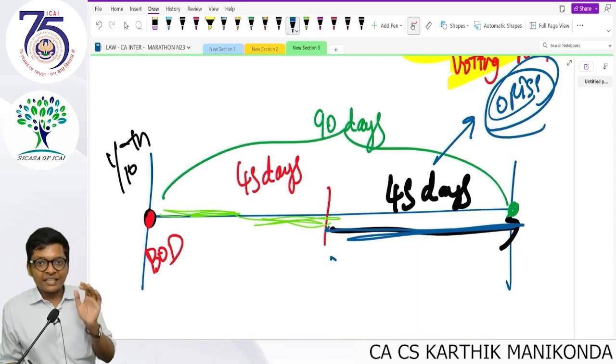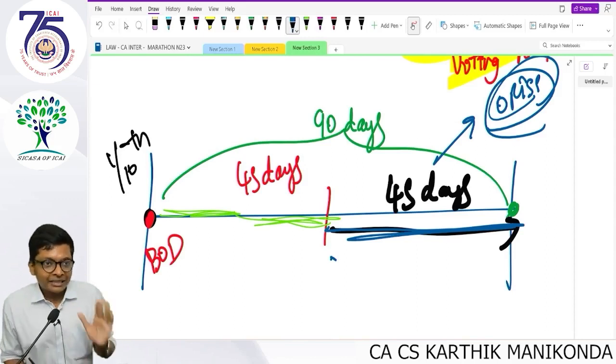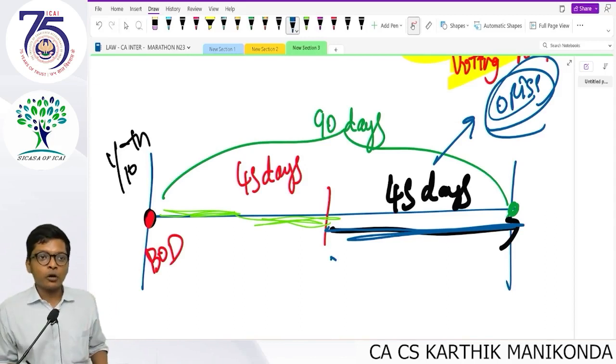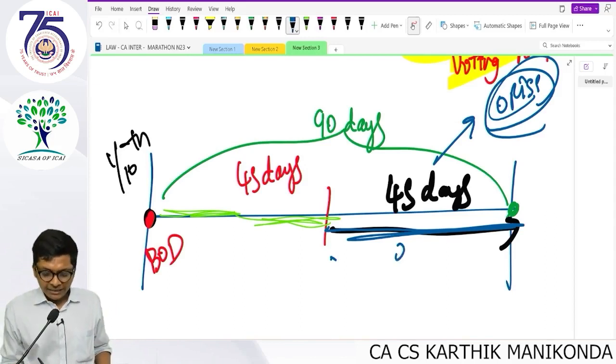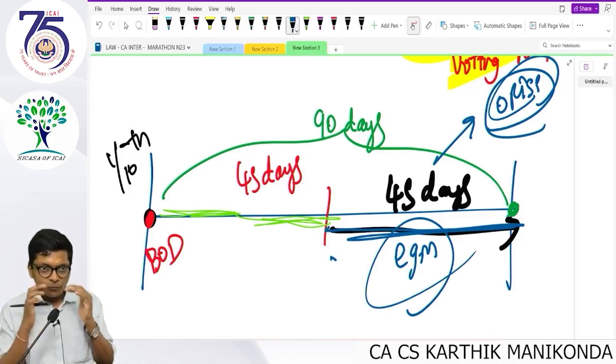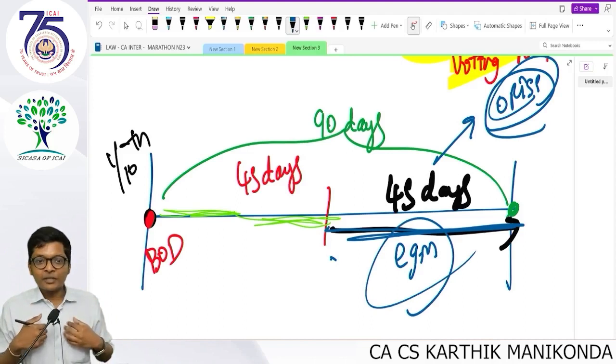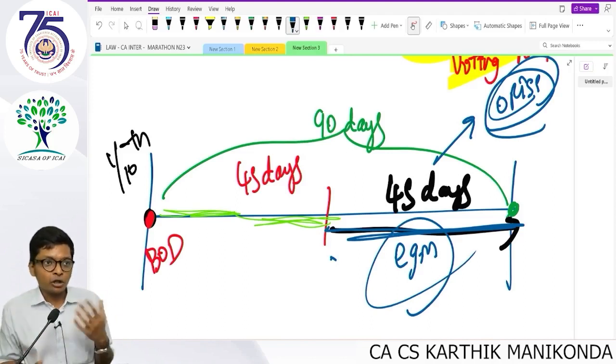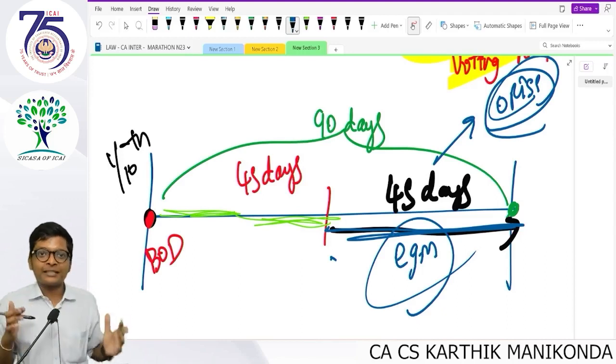Everybody books a business class ticket for the flight. Will they reimburse? Only reasonable expense. Are you following, guys? Now, in the EGM, nobody came. The EGM was held and I came for the EGM, but no member came. They all got scared. Members did not come. Now, what will happen?